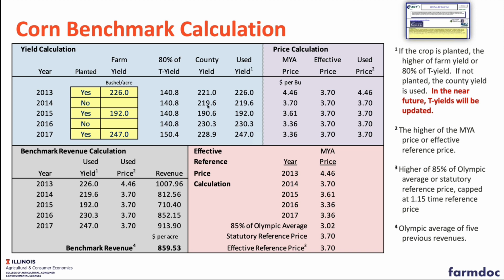So if you did not plant a crop, it's the average county yield for that year that's used in making those calculations. They use those yields times a price, and the price is the higher of the market year average price or the benchmark or the reference price, multiply it by revenue, and then take the Olympic average of revenue. So that's this corn crop's benchmark revenue for corn on this farm.